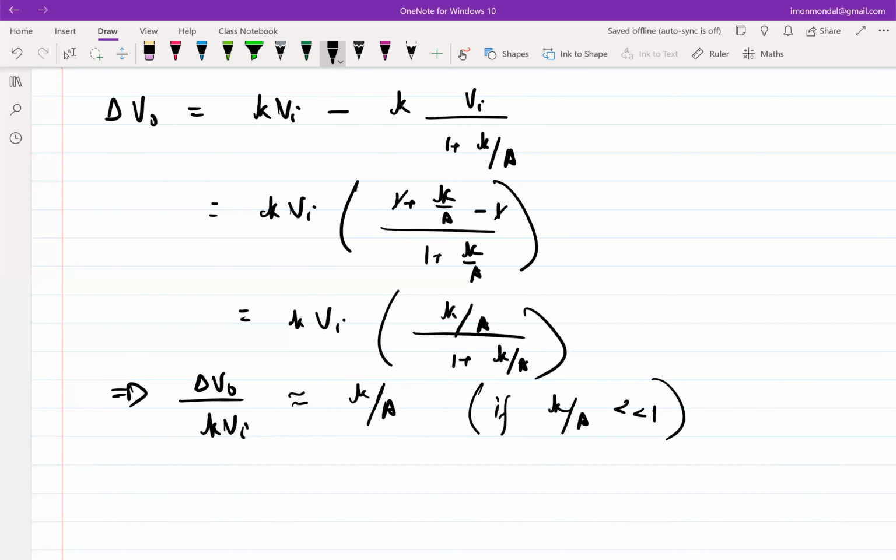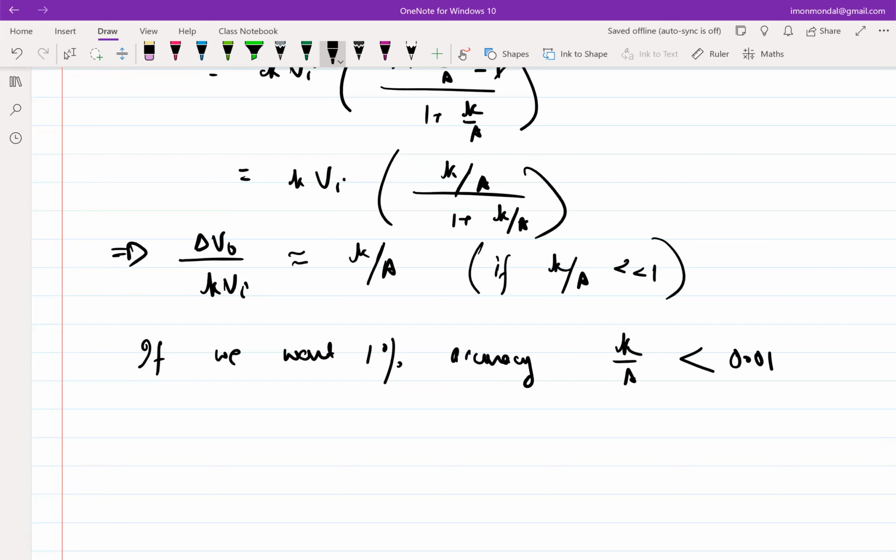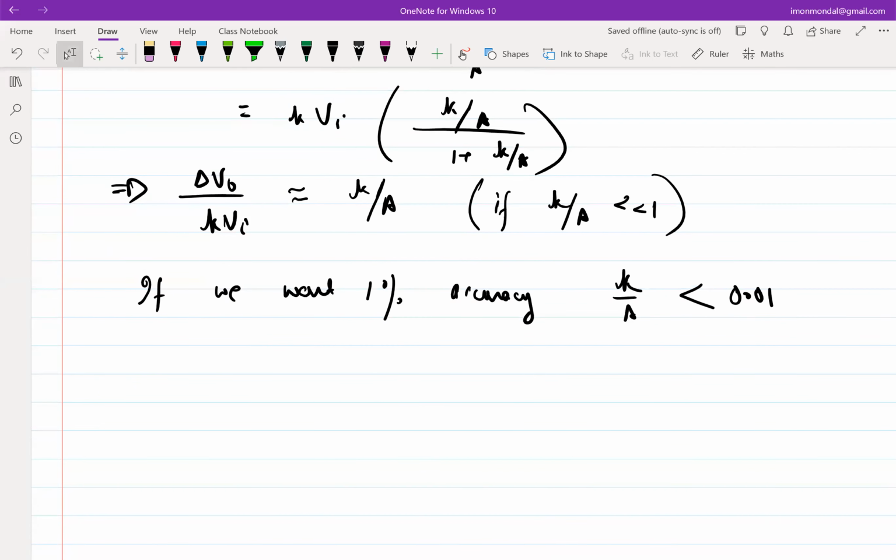Right? But let's say what I'm trying to get at here is, if we want 1% accuracy, we have to ensure that K by A is less than 0.01, right? So let's say you design for 0.01 and as it turned out that it becomes 0.005. Is it a good thing or a bad thing? No, what I'm essentially saying, okay, let me put it this way. Let's say we want 1% accuracy, which means A should be greater than 100 times K, right?